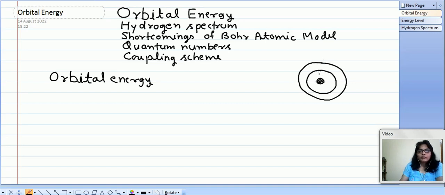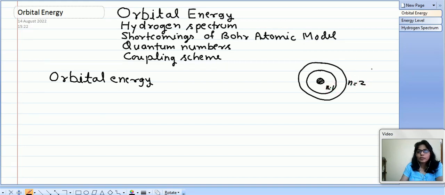In the atomic model of Bohr, it was said that these orbits are stationary orbits. That is, when electrons are orbiting in these stationary orbits, they will not radiate any energy. So these are orbits of fixed energy, and we term these energy levels as n1, n2, and so on. So let us write it here: n is equal to 1, n is equal to 2, and so on.